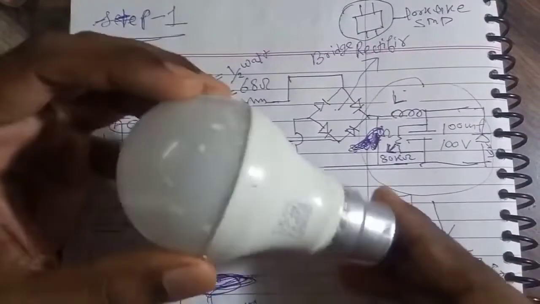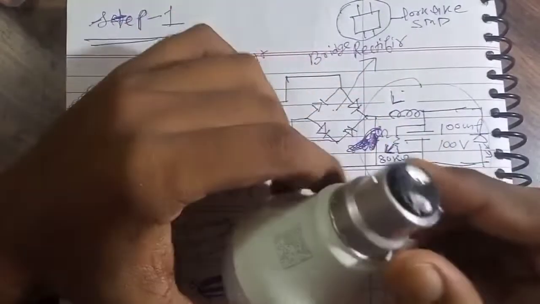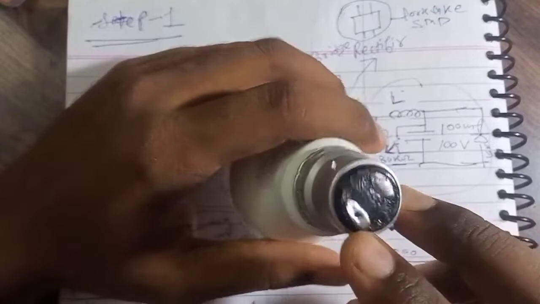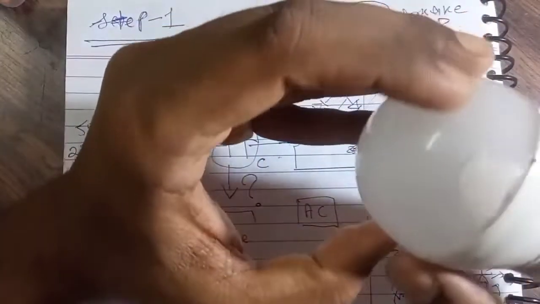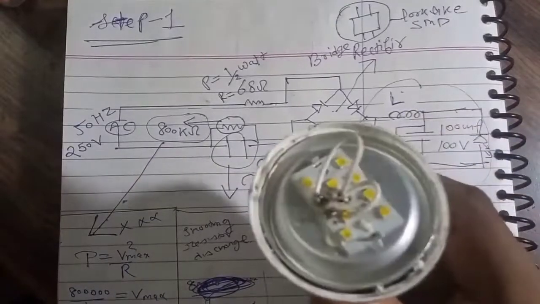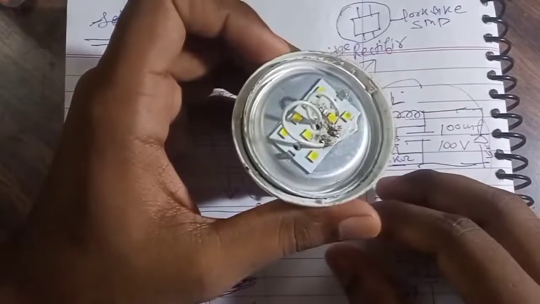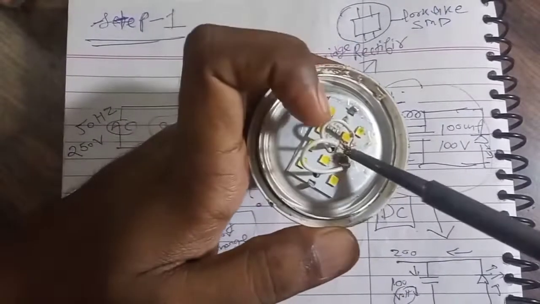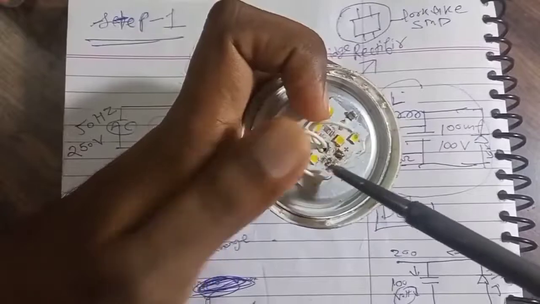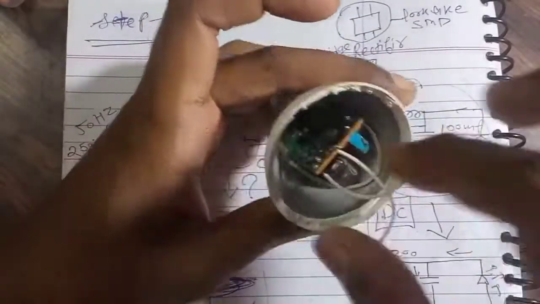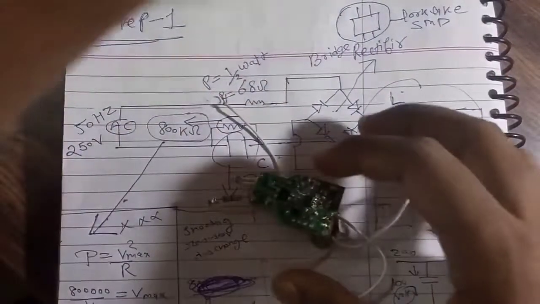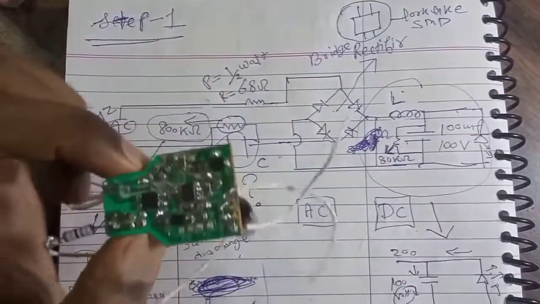So this is our LED bulb that is damaged. I already opened it, but when you open it the first time, you have to desolder that point and then open it slowly, because sometimes it is very easy to open and sometimes very hard. Then you can see this MCPCB LED. Right now I'm desoldering it and removing my MCPCB LED. And that's how you can open the IC driver.